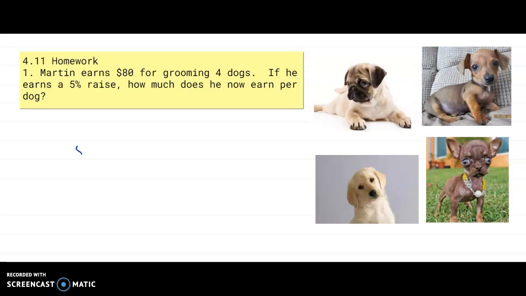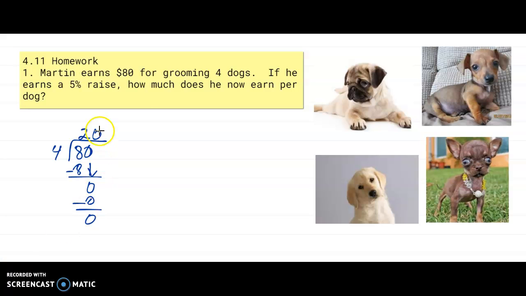So we're just going to divide 80 by 4. So 4 goes into 8 twice. 2 times 4 is 8. When I subtract, 8 minus 8 is 0, but I have to bring this 0 down. That means I have to divide into it. 4 goes into 0 zero times. So 0 times 4 is 0. So he gets paid $20 for grooming each of these dogs.